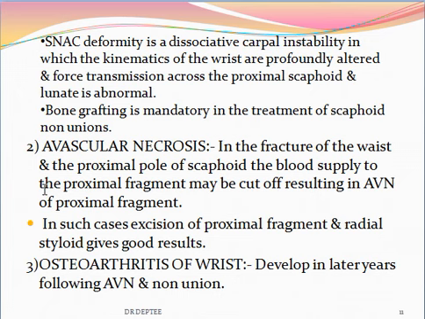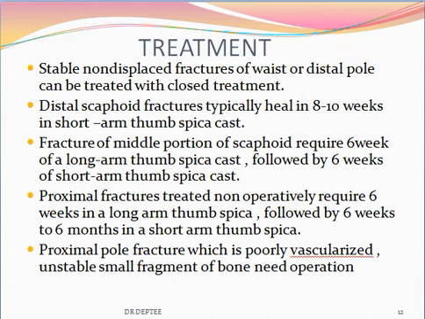Second most important complication is avascular necrosis after the SNAC. In the fracture of the waist and proximal pole of the scaphoid, the blood supply to the proximal fragment may be cut off. This results in avascular necrosis. In such cases, excision of proximal fragment and radial styloid gives good result. Third complication could be osteoarthritis of the wrist. It develops in later years following any avascular necrosis or any non-union.